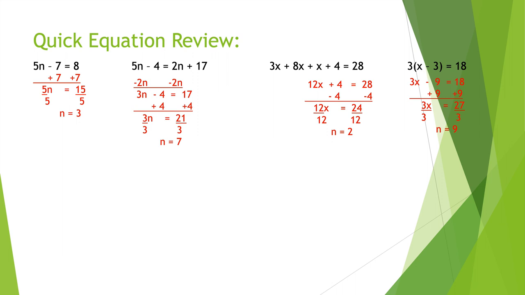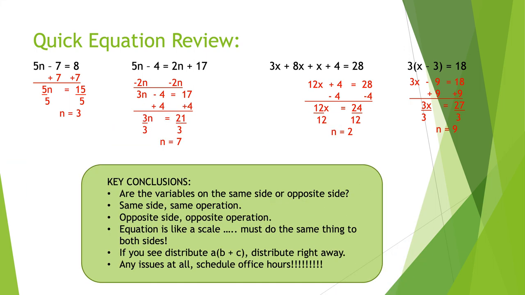Each of those equation types should be pretty straightforward. You should know everything in this box. You should be able to ask yourself, are the variables on the same side or are they on opposite sides? If it's the same side, you do the same operation. That is, you combine like terms. I always look for that first. If it's on the opposite side, you do the opposite operation. Again, looking and focusing on the variables first.